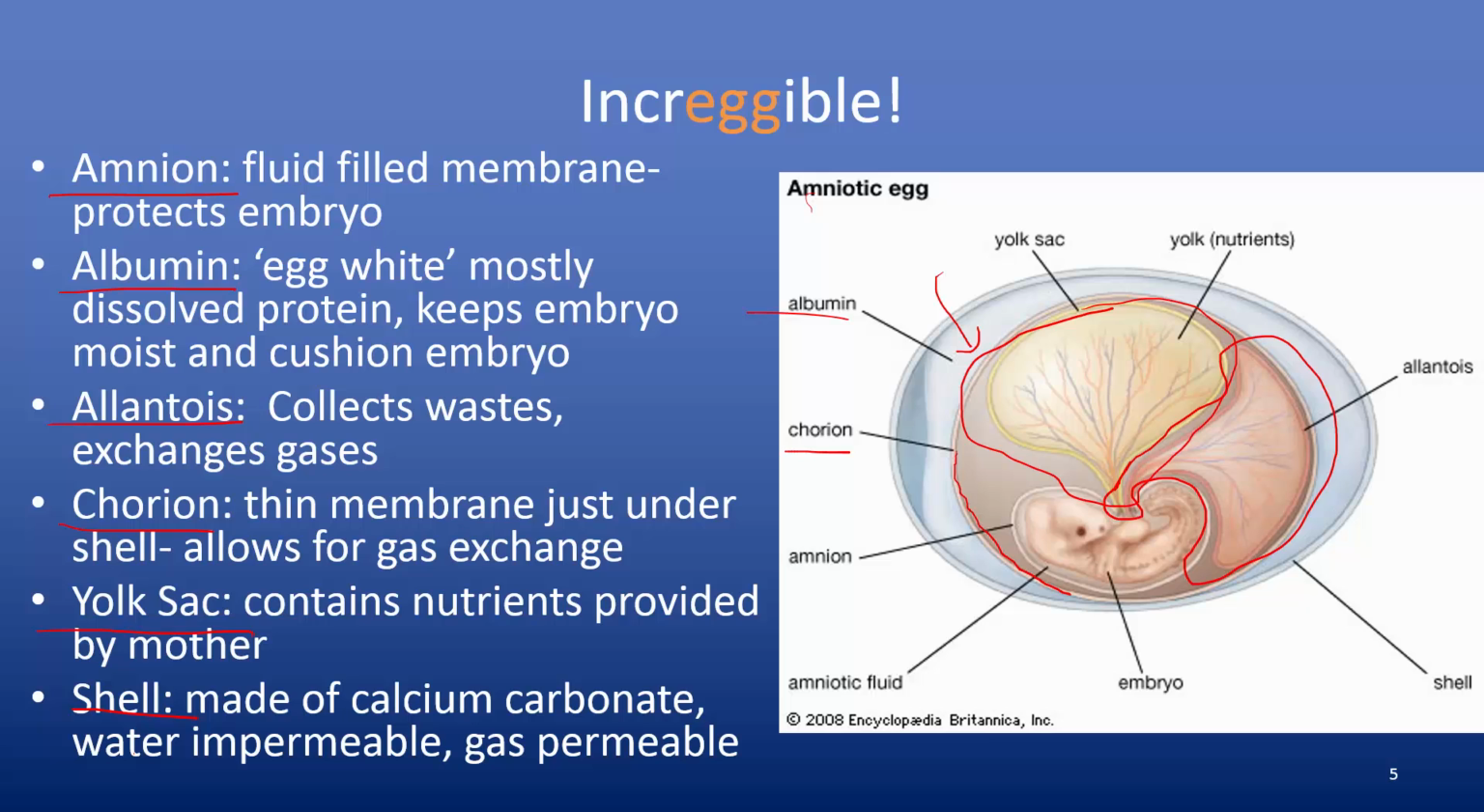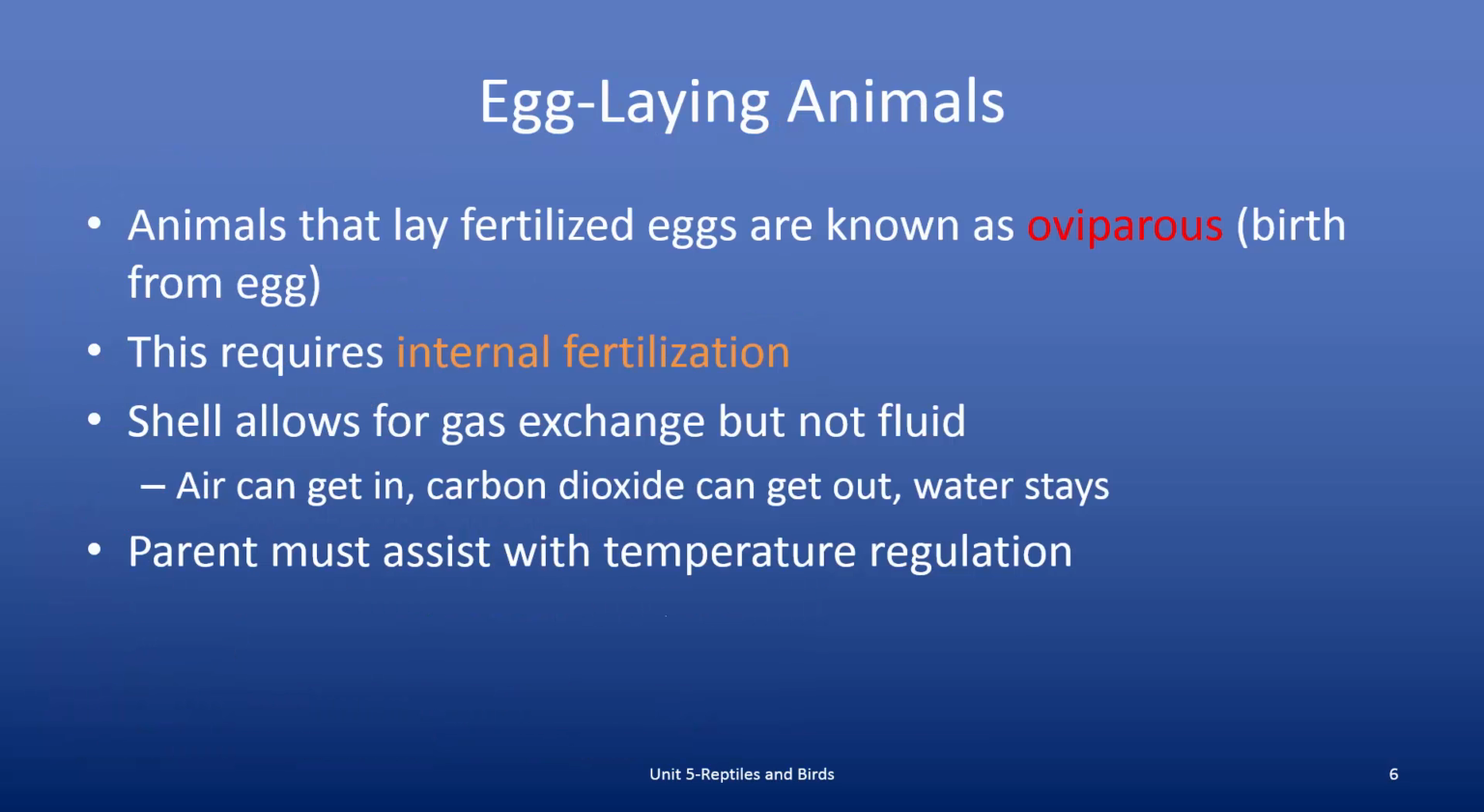And finally, we have the shell. It's made of calcium carbonate. It is water impermeable, but is gas permeable, which means it allows for O2, or oxygen, to go in, and it allows carbon dioxide to come out, so that gas exchange. All right, so you need to know those parts.